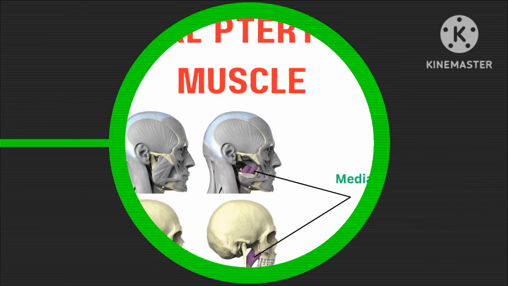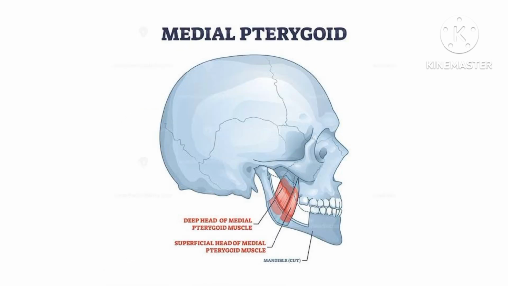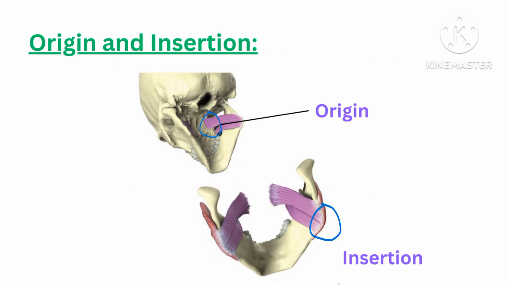The medial pterygoid is a thick and quadrilateral-shaped muscle located in the infratemporal fossa of the skull. It is classified as one of the primary muscles of mastication. The medial pterygoid is composed of two heads, superficial and deep. The superficial head of the medial pterygoid muscle originates from the maxillary tuberosity of the maxilla and pyramidal process of the palatine bone. The deep head of the muscle originates from the medial surface of the lateral pterygoid plate of the sphenoid bone. The medial pterygoid inserts on the pterygoid tuberosity of the mandible and the medial or inner surface of the mandibular ramus.